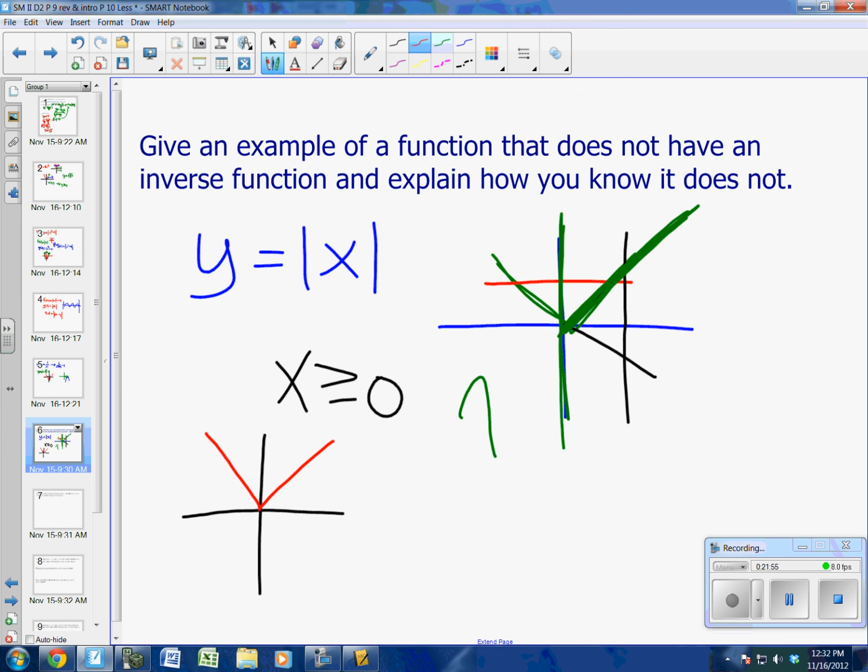You guys, here's the absolute value of x. I only want to take everything greater than 0 from here to the right. That means x is greater than or equal to 0. Therefore, I'd only have this part of the graph, right? And that part of the graph passes the horizontal line test. Now you get it? All right, good. Okay, next question.